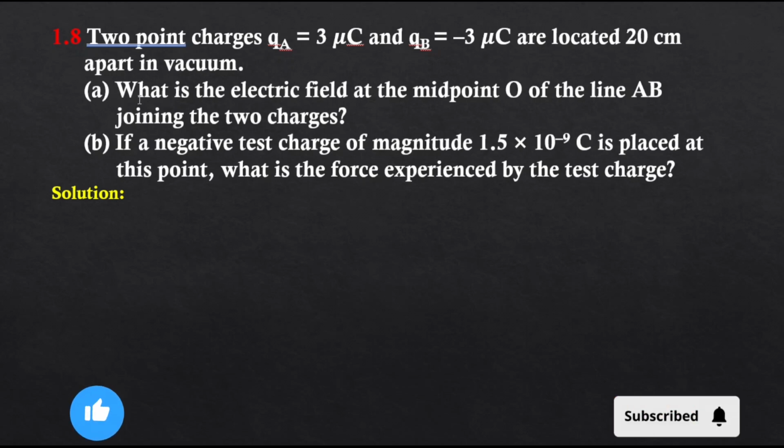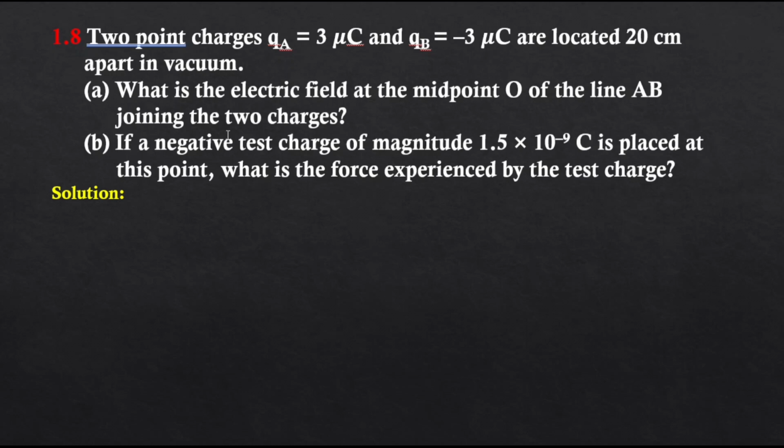Question number A, what is the electric field at the midpoint O of the line AB joining the two charges? Question number B, they asked if a negative test charge of magnitude 1.5 into 10 to the power minus 9 coulomb is placed at this point, what is the force experienced by the test charge?